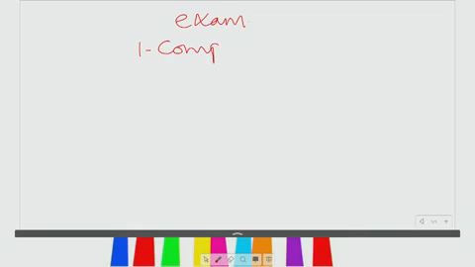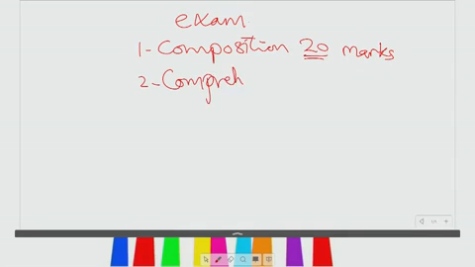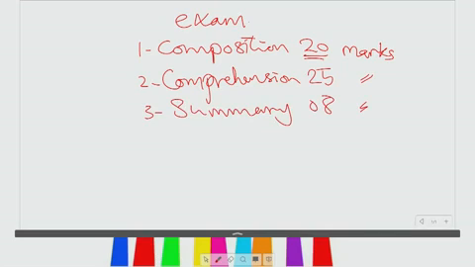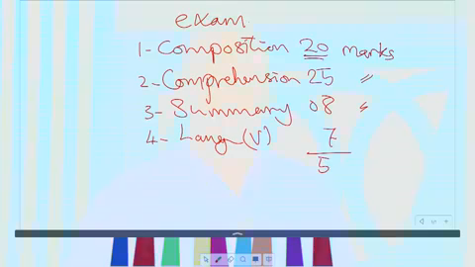For composition, you know that there are 20 marks, okay? And for comprehension, there are 25 marks, okay? And number 3, there is summary. For the summary, there are 8 marks, okay? And number 4, in language, we have verbs between two brackets, 7 marks. So there are more than 50 marks that depend on writing correct sentences, okay?